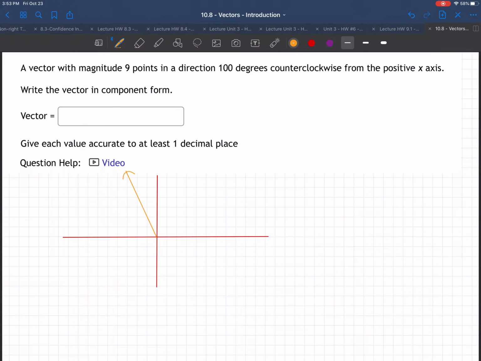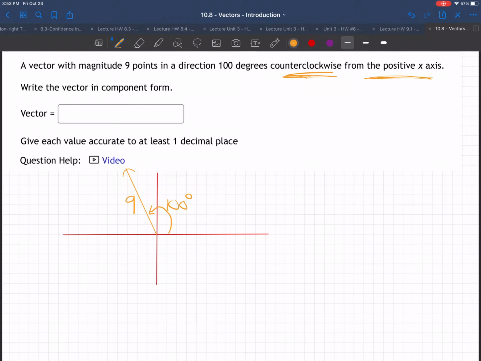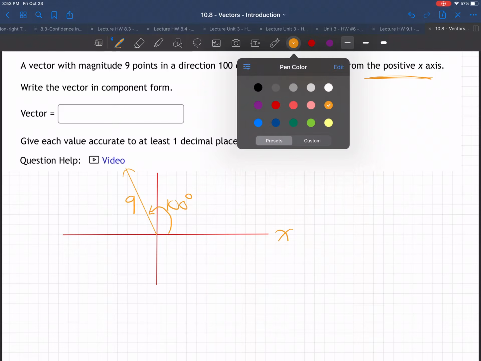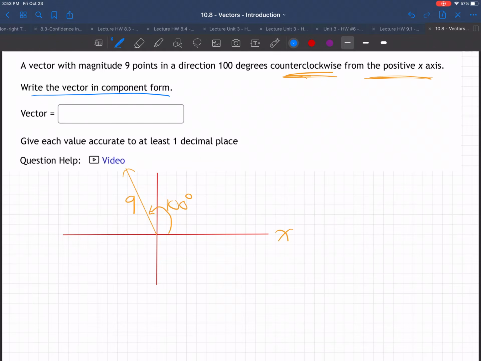The vector has magnitude 9, its length is 9, and it's 100 degrees counterclockwise from the positive x-axis. So you don't need to write 0, but it's 100 degrees from this positive x-axis, and its length is 9, magnitude 9. So the question is, write the vector. What they want us to do now is write the vector in component form, meaning the x component and the y component with the braces around it.